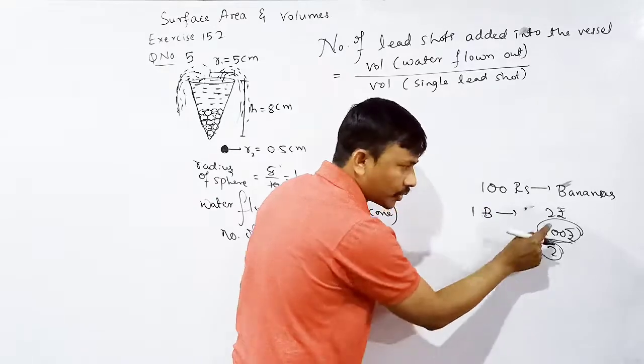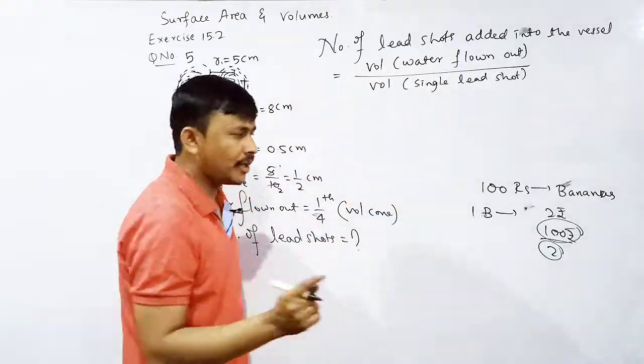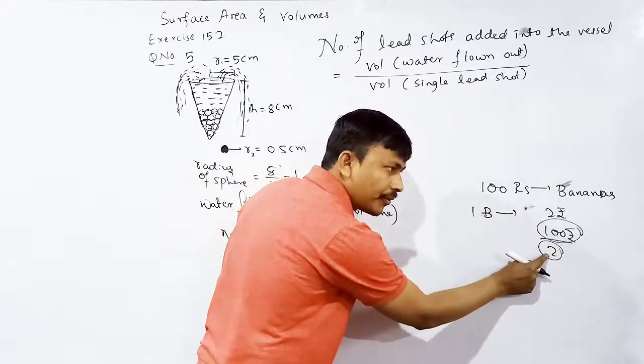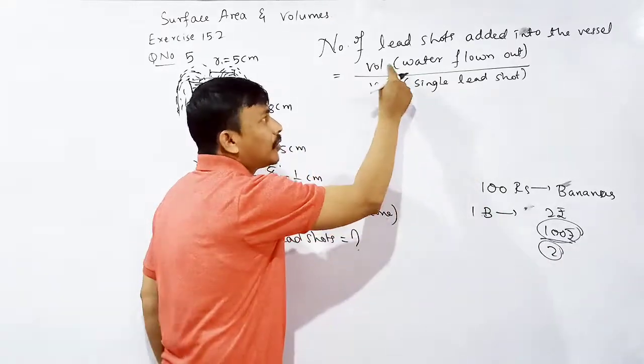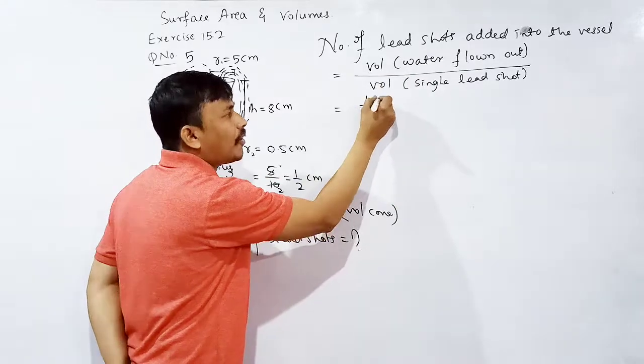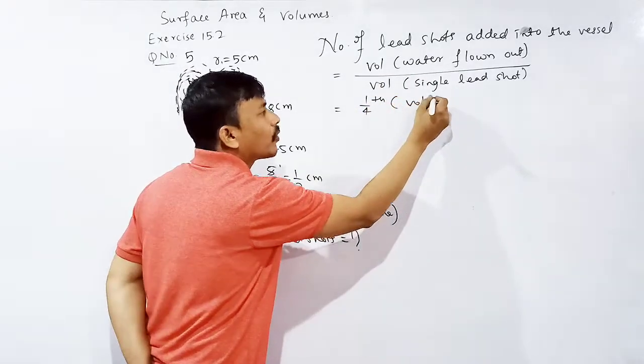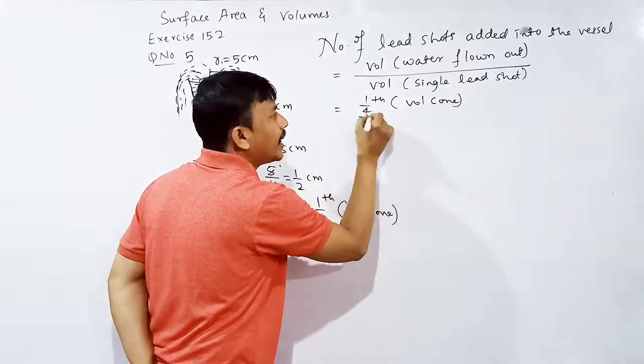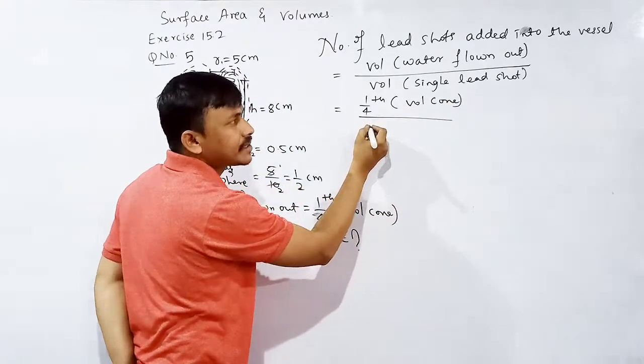Total amount, how much is it? 100. Total amount divided by amount of one banana. Same here. Total water. Okay, volume of water flown out is nothing but what? 1/4 of volume of cone divided by volume of single lead shot.